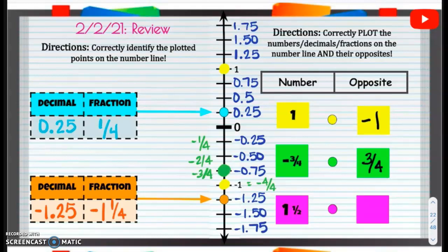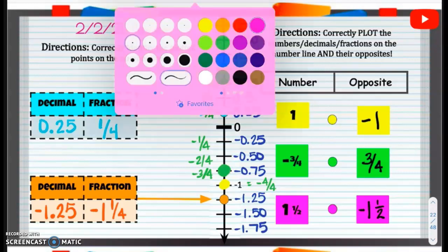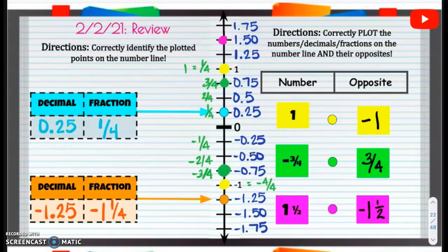All right, the opposite of 1 1/2 is going to be negative 1 1/2. So we're going to plot that. I forgot to plot the positive 3/4. So if we put positive 3/4, we have 1/4 here, 2/4, 3/4, and then 4/4, which also equals 1. Let's take a look at that pink one. So that's 1 1/2, so 1.5. Then we're going to go negative 1 1/2. So you're going to have those plotted points there. And that's going to be it for that review. Great job.